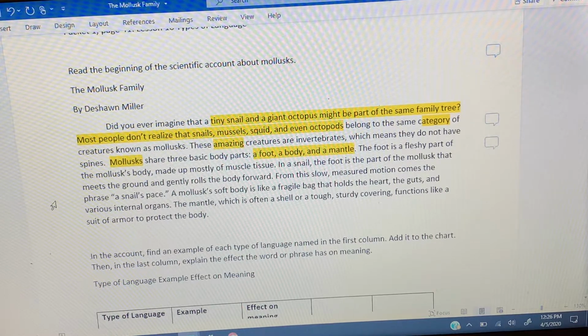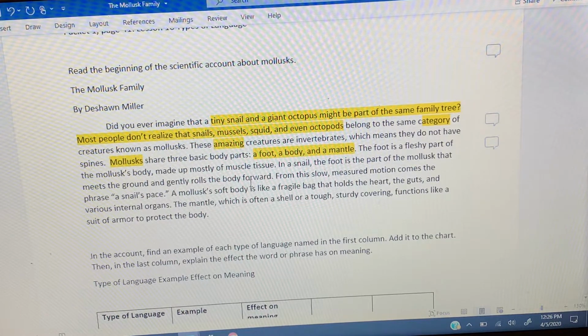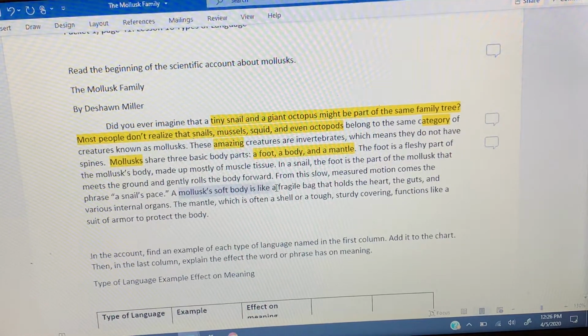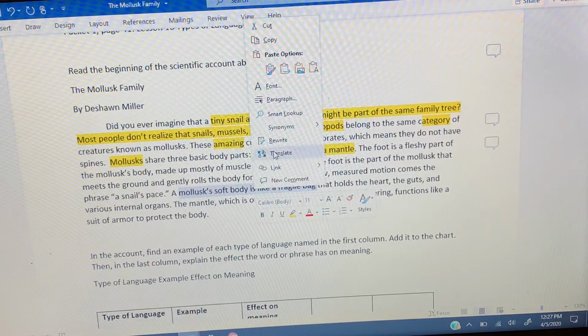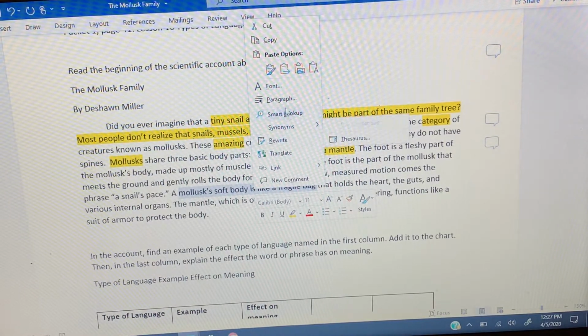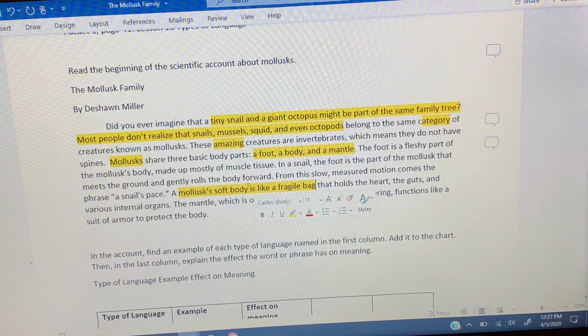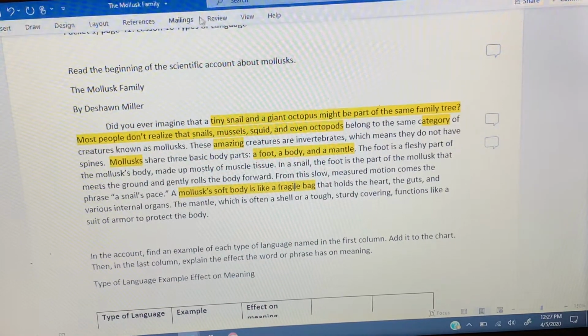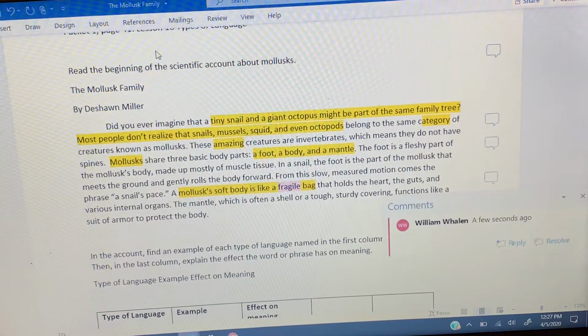So let's keep going. A mollusk's soft body is like a fragile bag that holds the heart, the guts, and the various internal organs. So this is definitely figurative language. To compare the mollusk's body with a bag, it's not really a bag. It's just saying that it's like a bag that holds everything inside of it. So by using like, the simile, we're able to see a comparison between the body of the mollusk and a bag. So this is definitely going to be an example of figurative language.